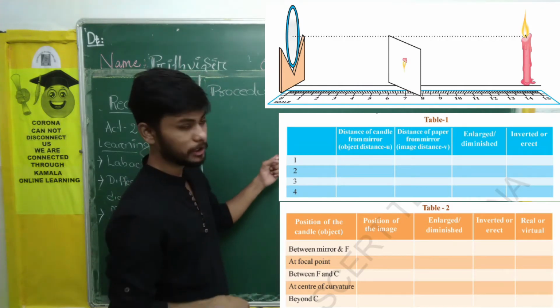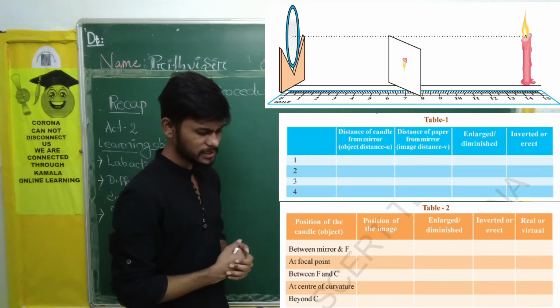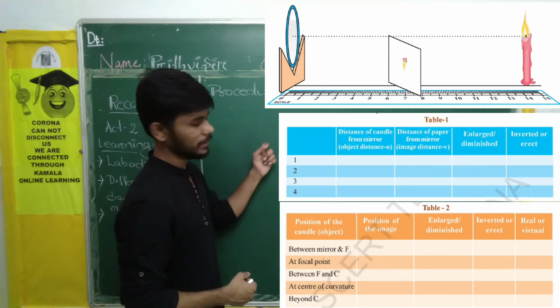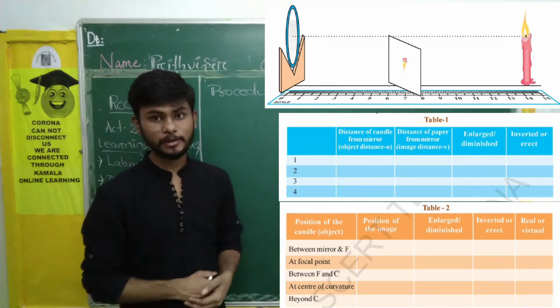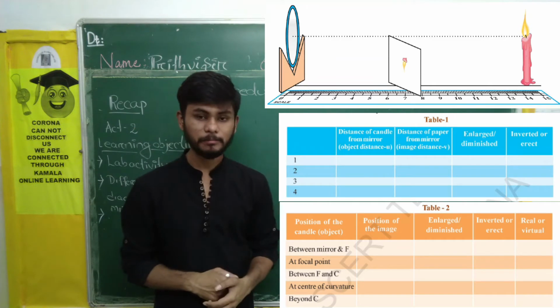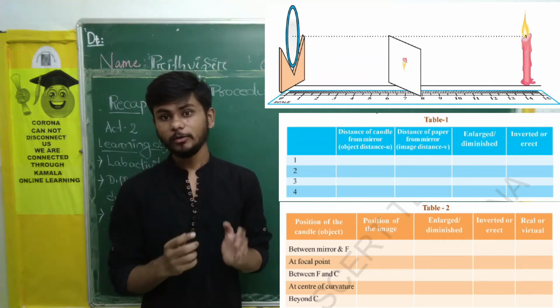As you can see, table number 2. In this table number 2, we will determine the position of the candle. What are the positions we have kept? The first position is between the mirror and the focus. Between mirror and focus. Students, how to determine the focus?